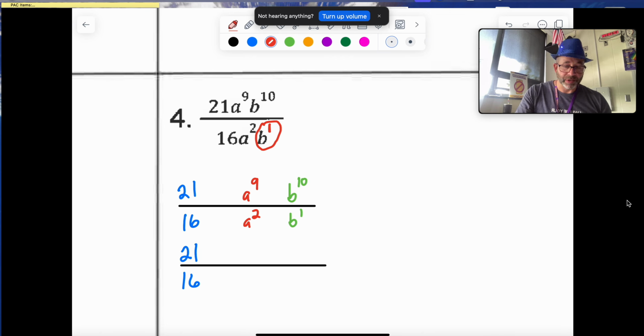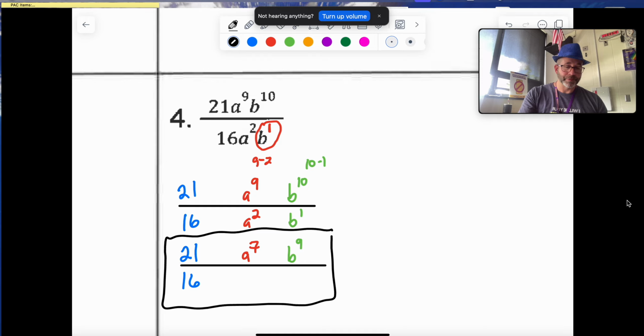With my a's, 9 minus 2 means we end up with a to the 7th. And with my b's, 10 minus 1, it means that we're going to have b to the 9th. And there's your entire answer.